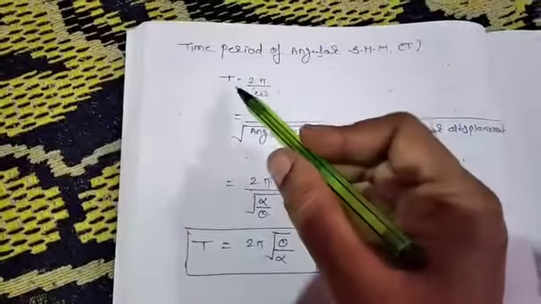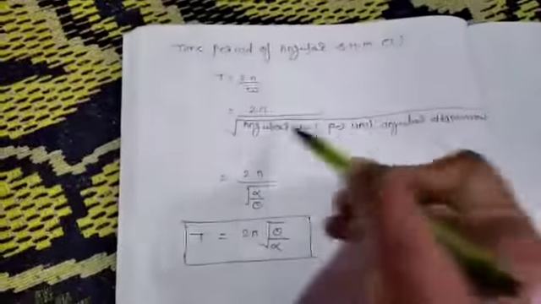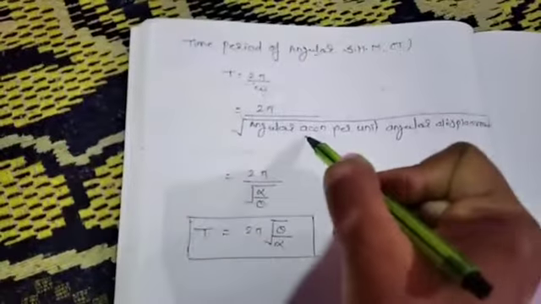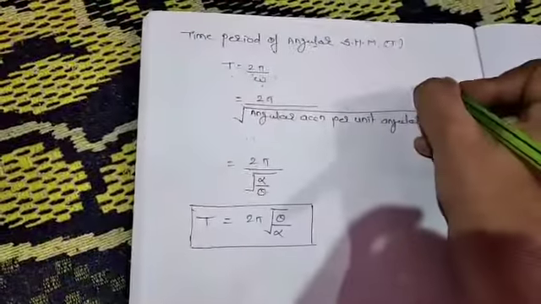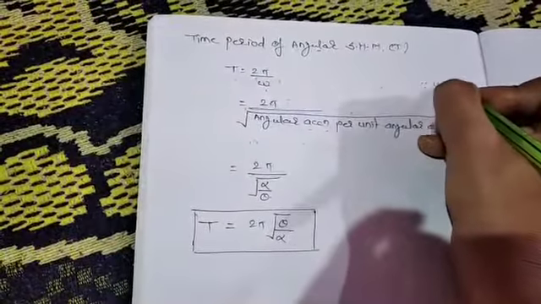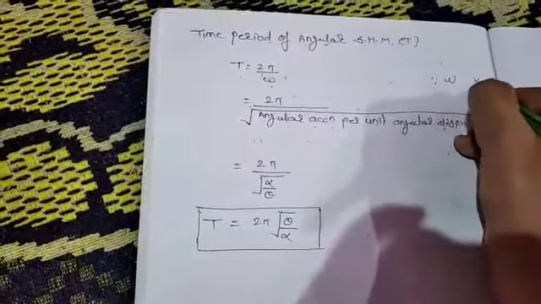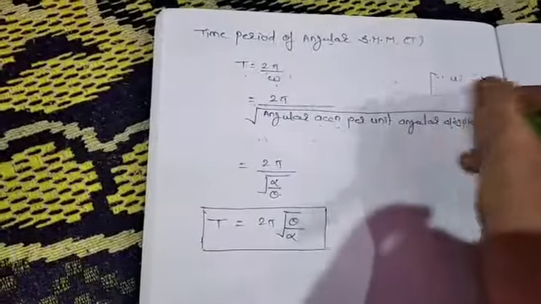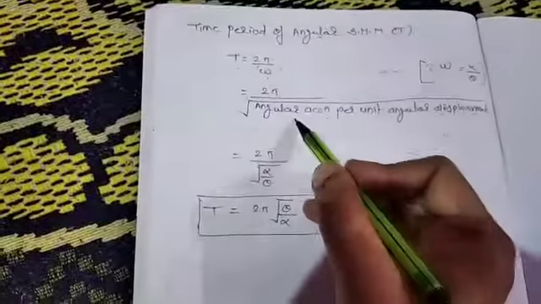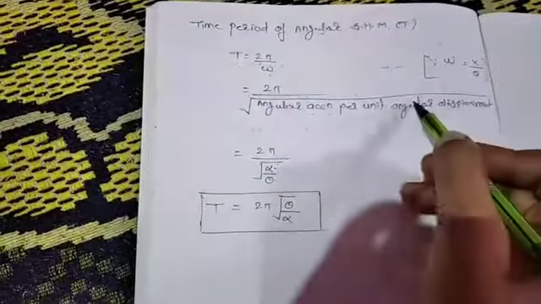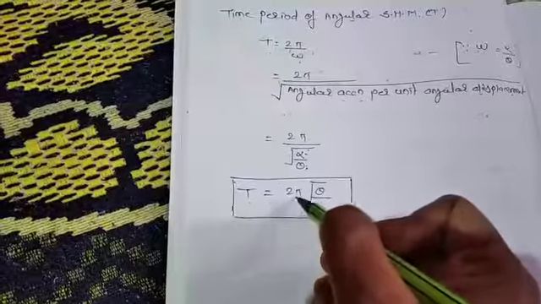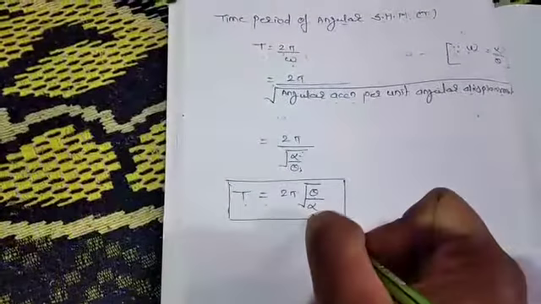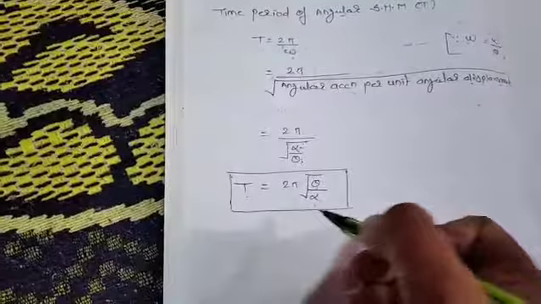Then the next is the time period of the angular SHM, that is T. We have the formula T is equal to 2 pi upon omega. This omega is nothing but the angular acceleration per unit angular displacement. So angular acceleration is alpha and angular displacement is theta. So the equation for the period of the angular SHM becomes T is equal to 2 pi under root of theta upon alpha. So this is about the period of the angular SHM.